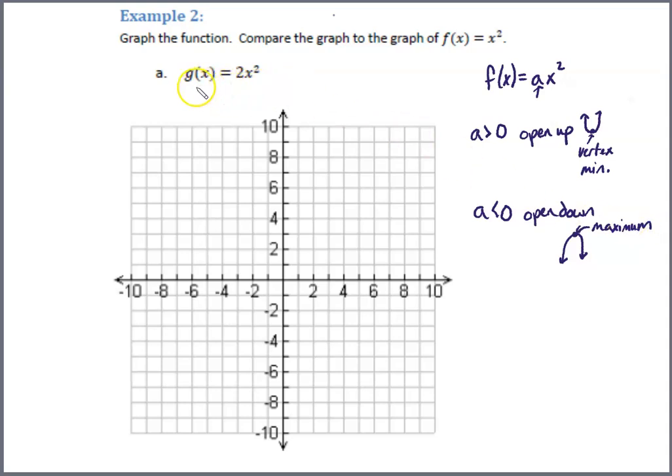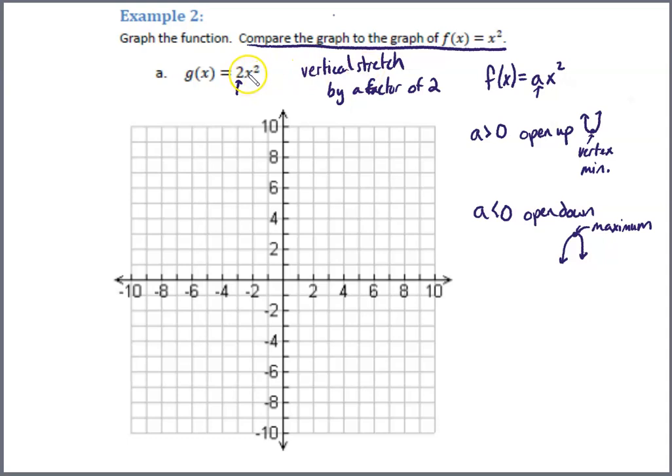So in this case, g of x equals 2x squared. Our a value is 2. Therefore, we know it's going to open up. Now, we also know that the 2 controls the vertical stretch or the vertical shrink, and since the number is greater than 1, it is a vertical stretch by a factor of 2. So when it says compare the graph to the graph of f of x equals x squared, this is a vertical stretch by a factor of 2.